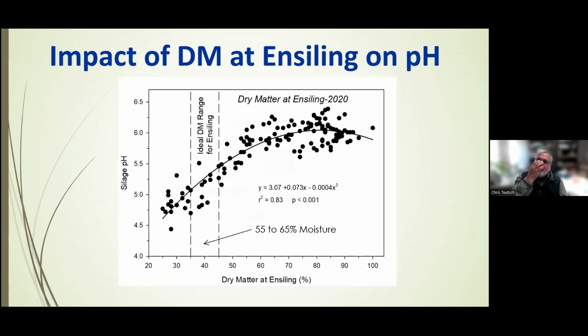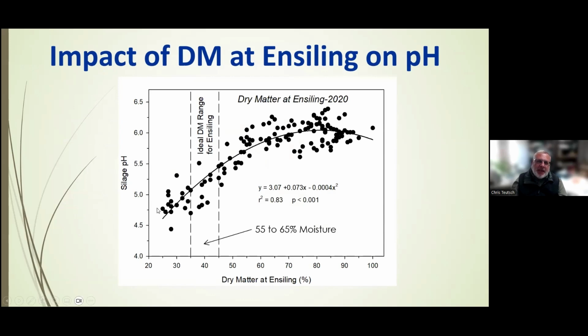So this is what we found. As that hay got drier, and this is dry matter and ensiling, when we would start to harvest about 80% for dry hay, and this is the optimal zone for ensiling, so 55 to 65% moisture.